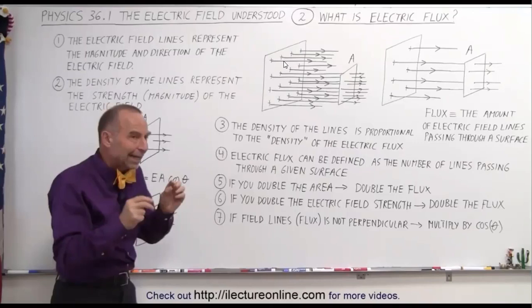So here we have that if the angle is not perpendicular, there is much less of the flux, or the electric field lines, that will pass through the surface. If it's not straight, perpendicular to the surface, the flux actually decreases even if the number of lines stays the same.